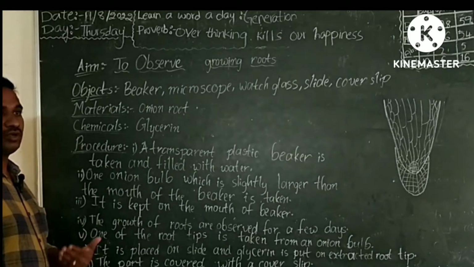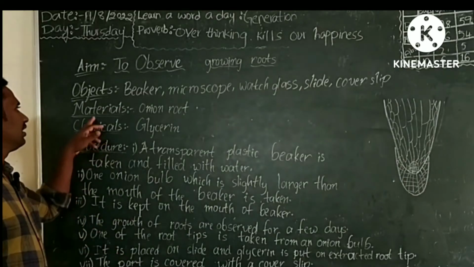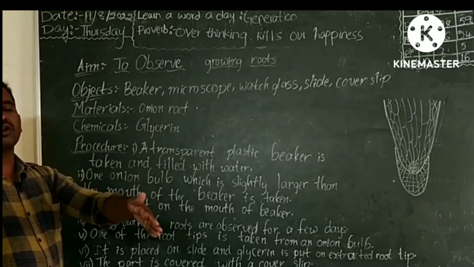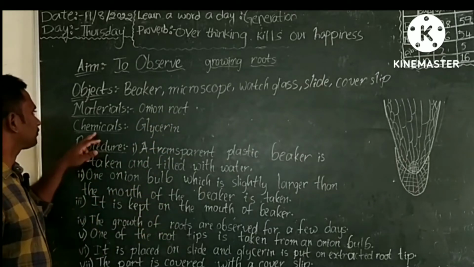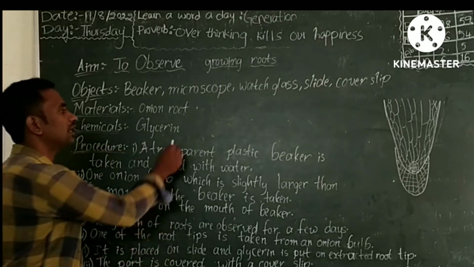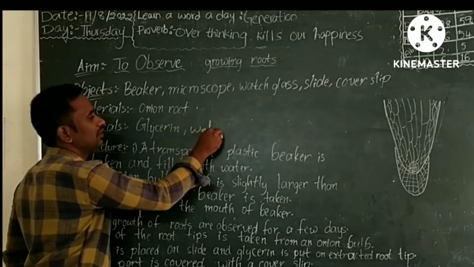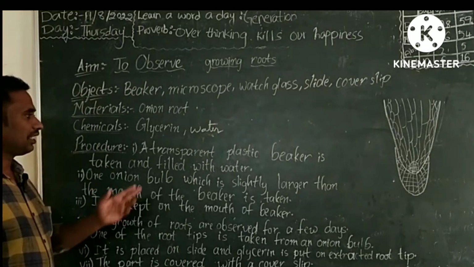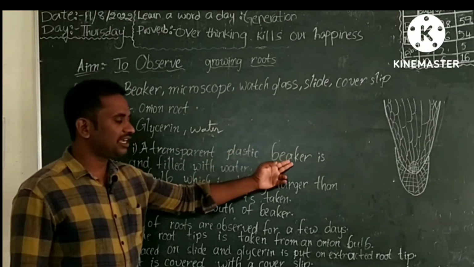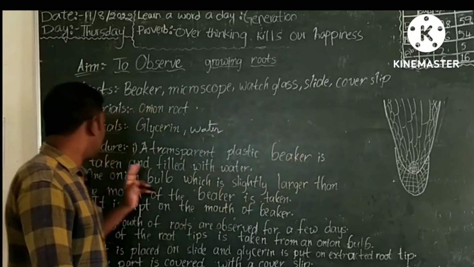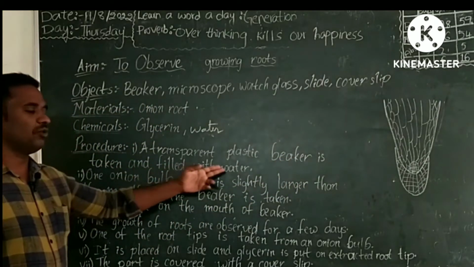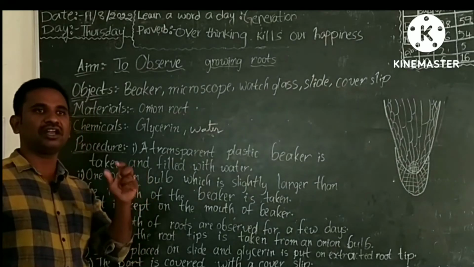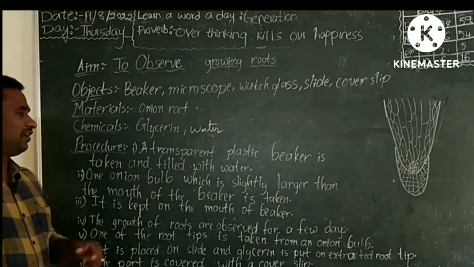Next, materials: onion roots, that's why we grew the onion. Next, chemicals: we are using water and glycerin. Next, procedure: a transparent plastic beaker is taken and filled with water. We took a plastic beaker and poured some water into it.